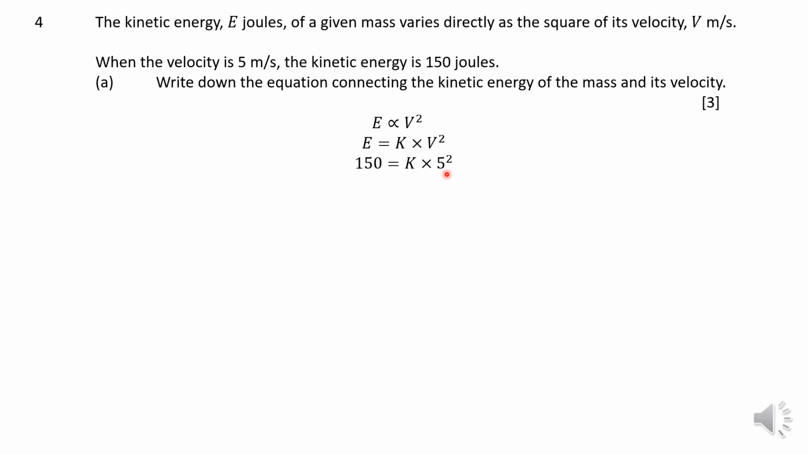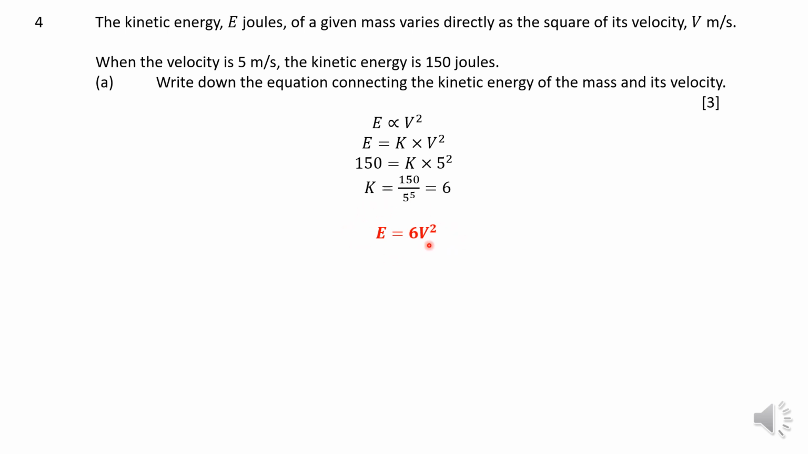We know that V is 5, so 5 squared, and then the energy that we are given is 150. So from here, you play around and you find the value of K. K is 6, but your work is not done now. Now that you have the constant of variation, you can go back to your equation and just complete it as E equals 6V squared. This is what we're looking for.